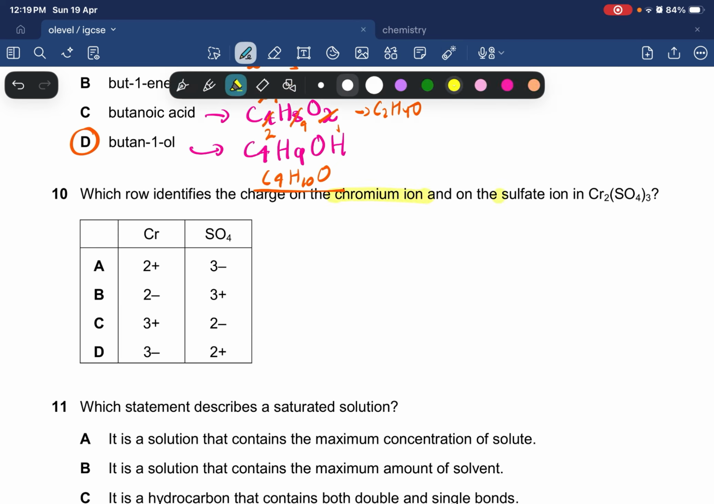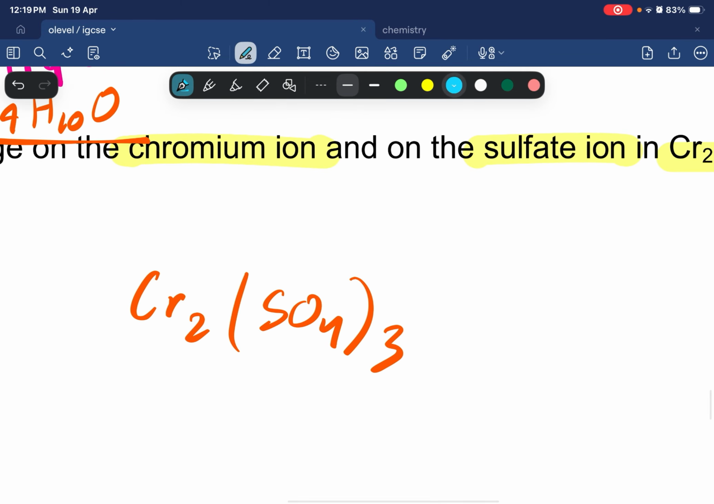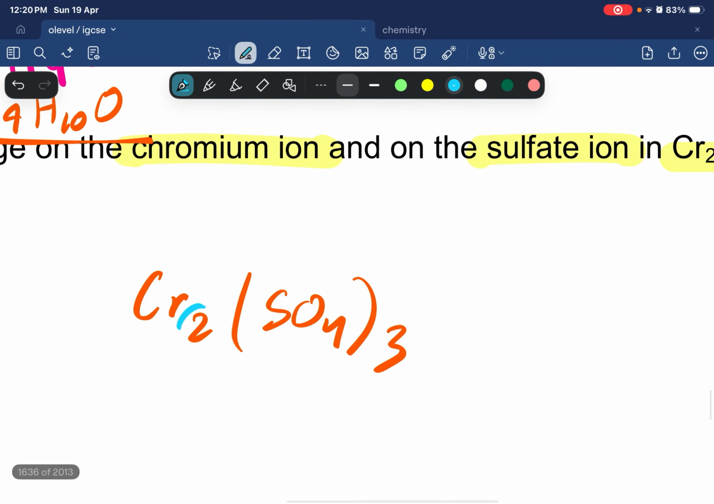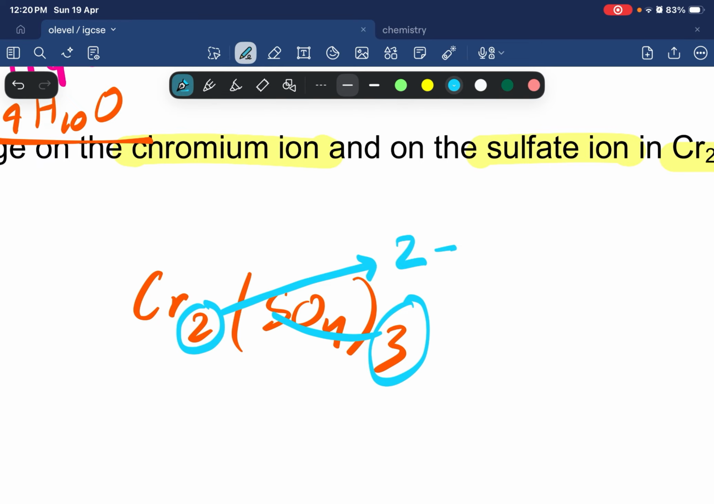Chromium ion and sulfate ion in this. It's very simple. I'm going to tell you a nice cool trick if it helps. How do you find charges in ionic compounds? It's easy. You take this, bring it up here. This becomes a 2 negative. You take this, bring it up here. It becomes a 3 positive.